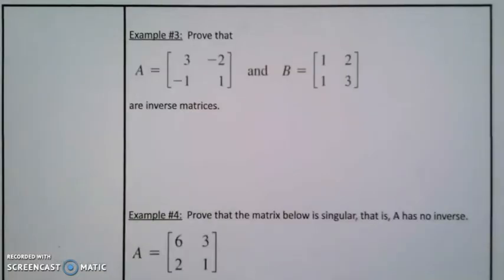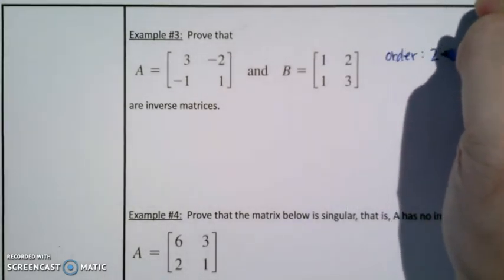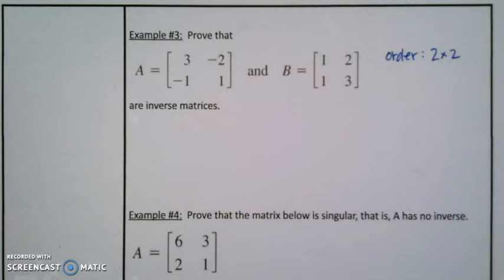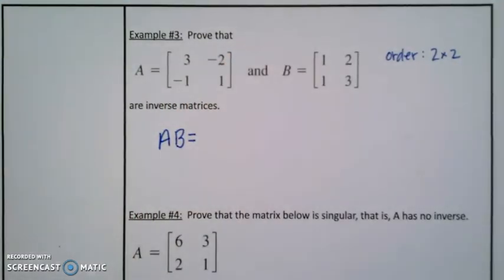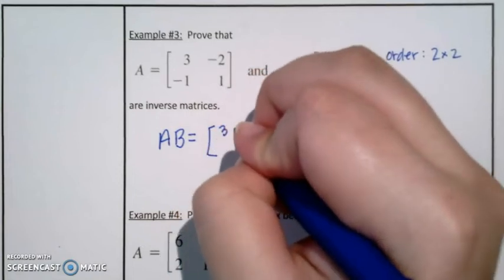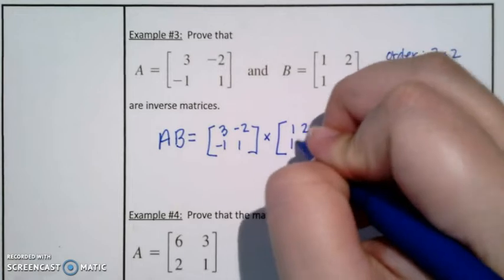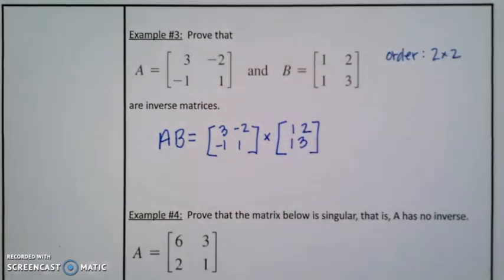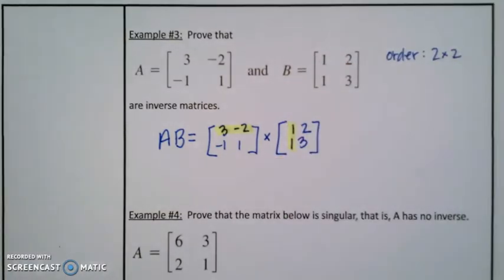So looking at example 3 on the next page, we want to know if A and B are inverses. So first thing is to check their order is 2 by 2. Both matrices have an order of 2 by 2. So they're square matrices, so they can be inverses, and they have the same order. Okay, so what we want to try is A times B and see if it gives us the identity matrix. So I take 3, -2, -1, 1 times 1, 2, 1, 3. And again, we have to use our T method for multiplication.